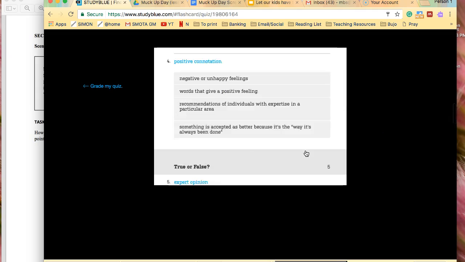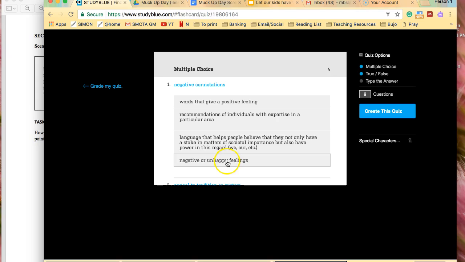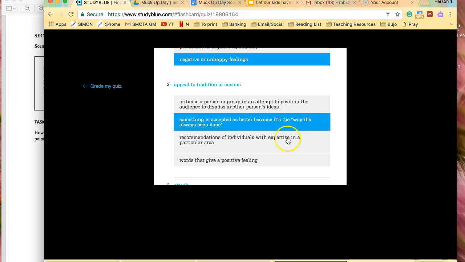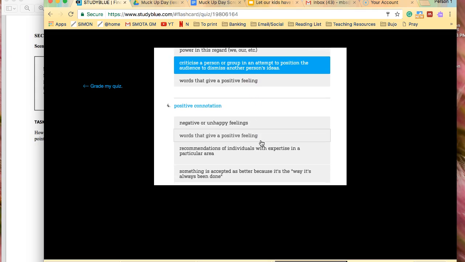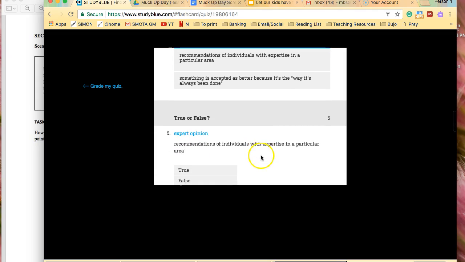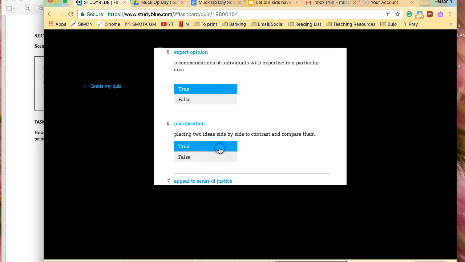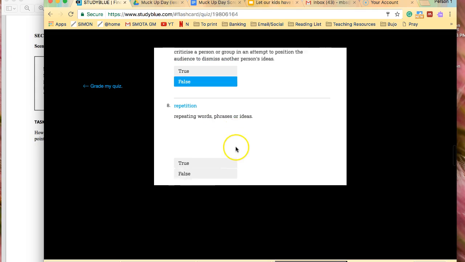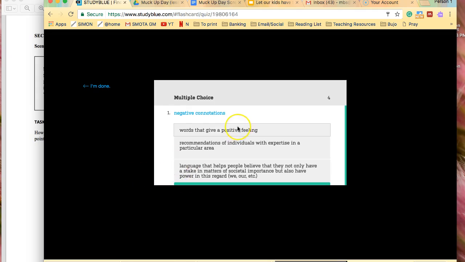And then you click Study Now, and it creates a little quiz, which is 9 questions long, and then you can go through and answer it. So negative connotations, negative or unhappy feelings, appeal to traditional custom, this one, way it's always been done, attack, criticize a person or group, positive connotations, words that give you a positive feeling. True or false, expert recommendations, individuals, yep, true. Juxtaposition, true. Appeal to sense of justice, to criticize a person, that's wrong, false. Repeating words or ideas, true. Inclusive, false.